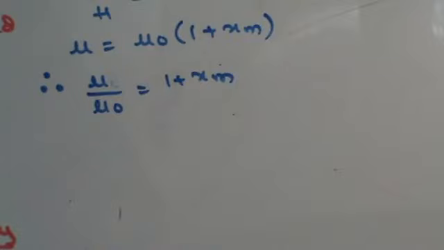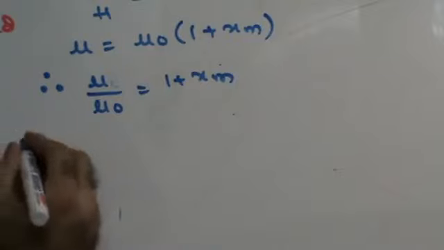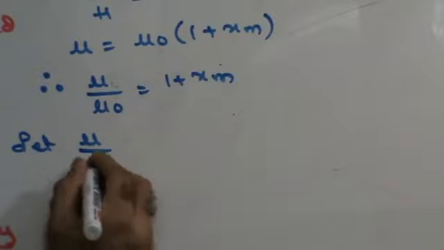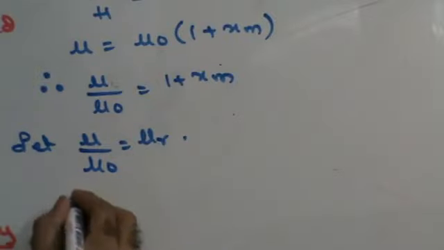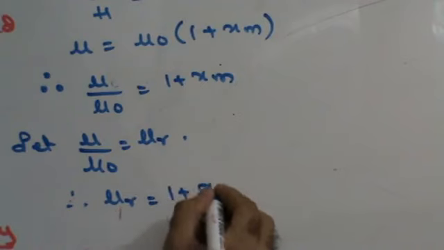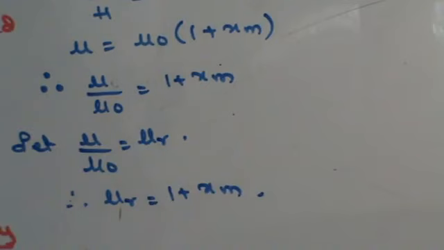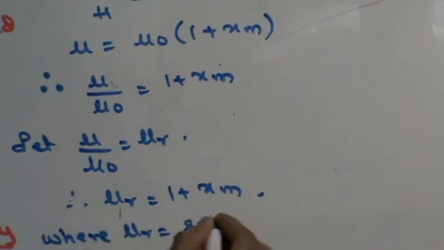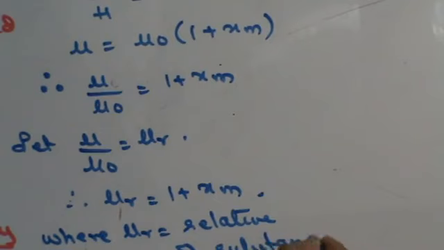Now let's assume that mu upon mu 0 is equal to mu r. Therefore I can say mu r, the relative permeability, is nothing but 1 plus xm. So mu r is the relative permeability of the substance. Do we get this clear?